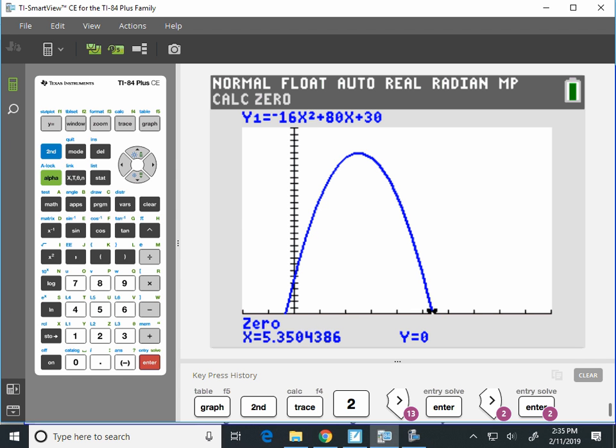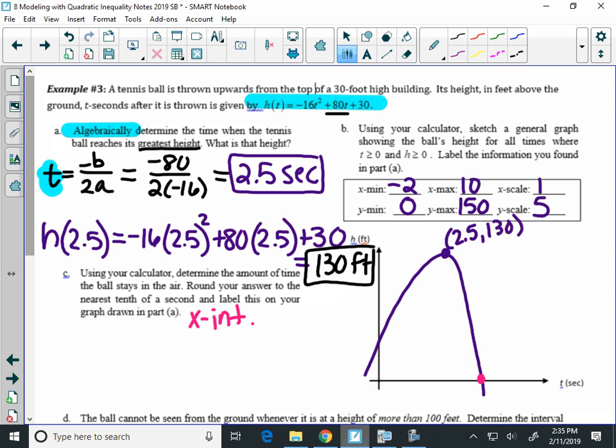It says to round to the nearest tenth, so 5.35 rounds to 5.4. Right, so we'll label that right here, 5.4, comma 0. And we'll write that over here, it takes 5.4 seconds to reach the ground. So we throw the tennis ball up, and it hits the ground after 5.4 seconds.